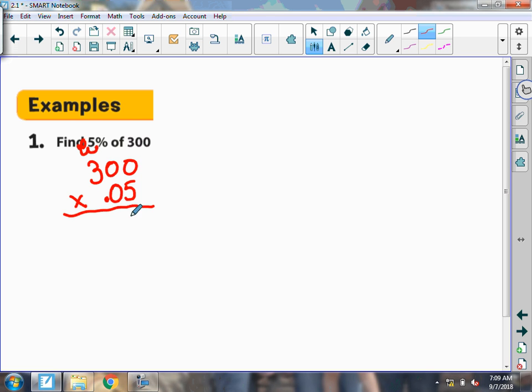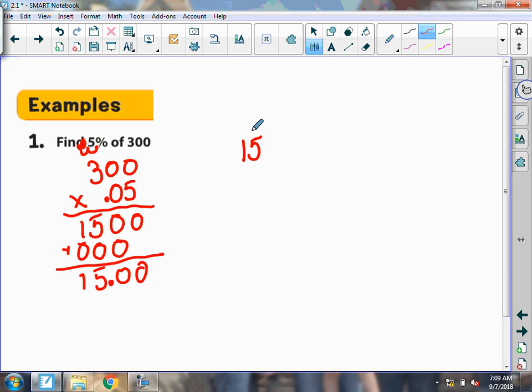And we just multiply. 5 times 0 is 0. 5 times 0 is 0. 5 times 3 is 15. 0 times 0 is 0. 0 times 0 is 0. And 0 times 3 is 0. How many decimal places do I have? There's 1, 2. So my answer, 5% of 300 is 15.